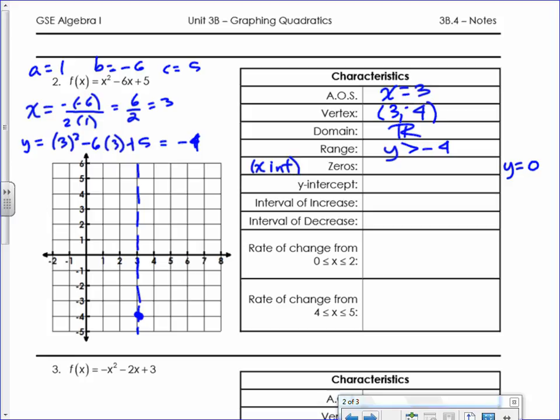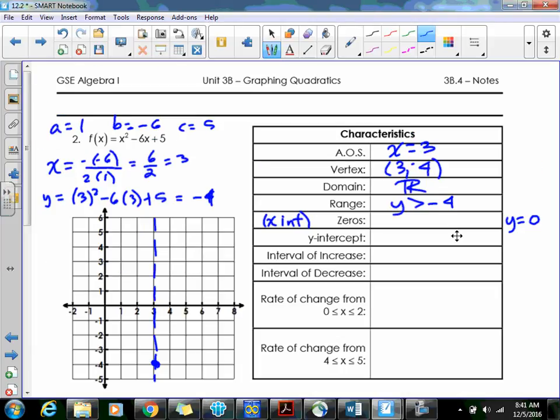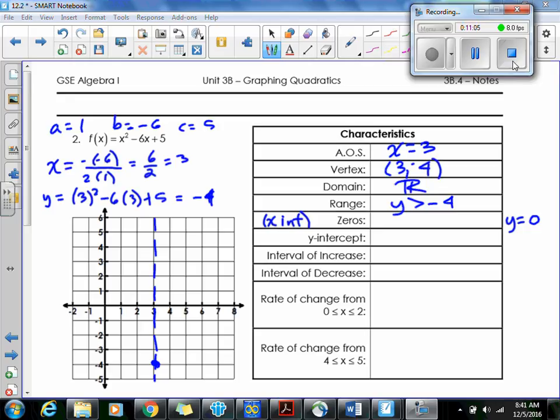Wait, y equals 0? Wait a minute, is this not recording? Yeah, it's recording.